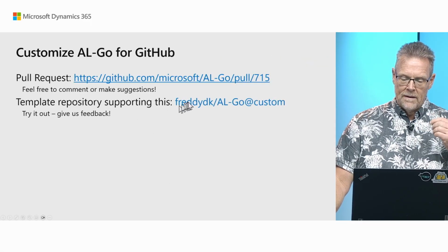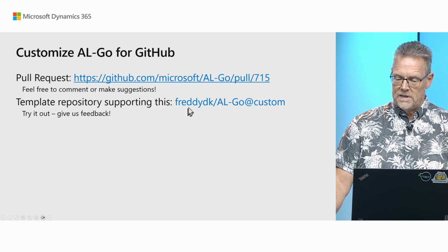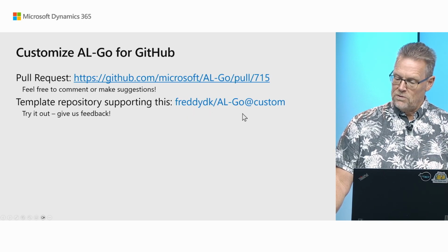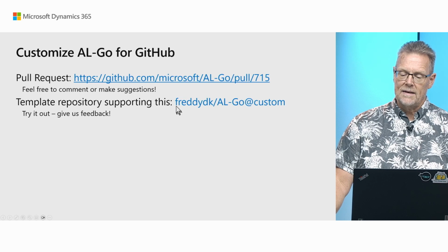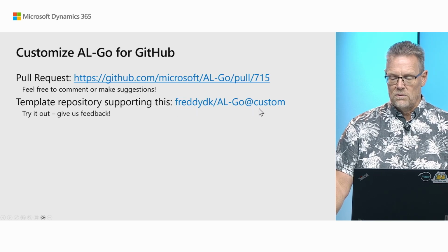So if you want to test this out, again, use one of your test repositories, do not use your production repository for that. You can update AL-Go system files with freddydk/AL-Go@custom.